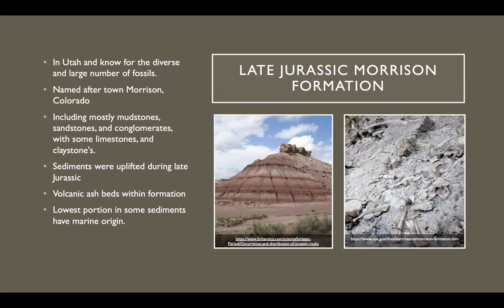The sediments were uplifted during the late Jurassic. There are also volcanic ash beds found within the formation from the volcanoes during the Jurassic period. And the lowest portion in some of the sediments have marine origin. So you can see here, this is an image of the formation, and this is an image of some of the fossils found throughout the formation.